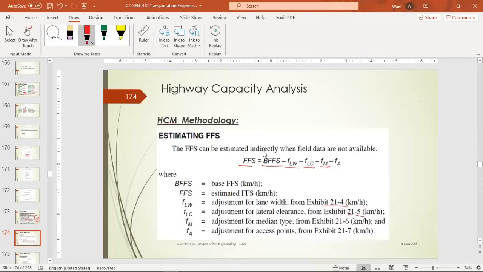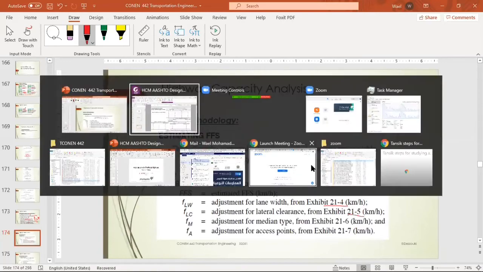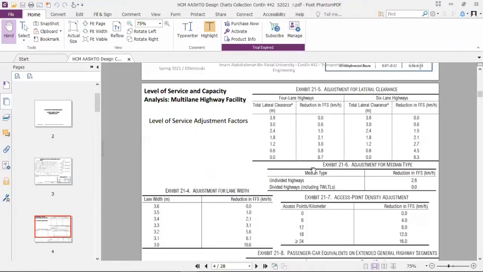For the median, there is an adjustment factor for the median. Undivided highway, that means there's no median, then it's 2.6. For divided highway, including highways that have a left-turning lane, it's zero. That means if it's divided, then this factor is zero. If it's undivided, it's 2.6.